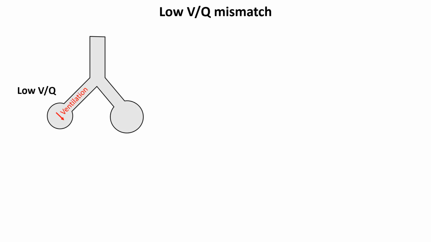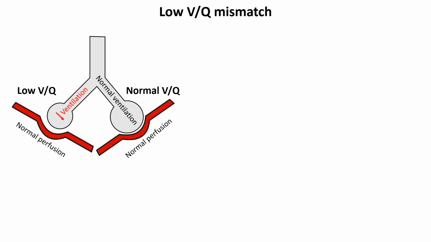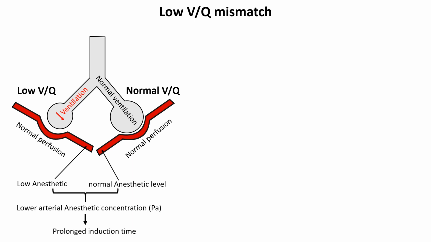When VQ is low, ventilation to certain alveoli is reduced while perfusion remains relatively normal. This means that less anesthetic reaches these alveoli, resulting in lower alveolar concentration in these regions. Since arterial blood leaving the lungs is a mixture of blood from both well-ventilated and poorly ventilated alveoli, the overall arterial anesthetic concentration is lower. With lower arterial anesthetic concentration, the anesthetic concentration in the brain rises more slowly, delaying the onset of anesthesia. This can result in prolonged induction times.